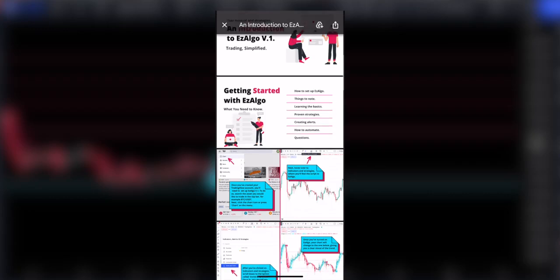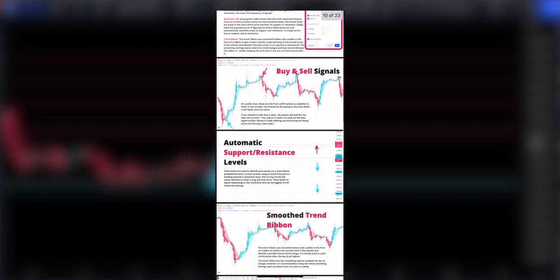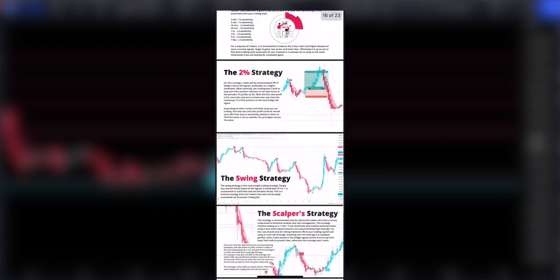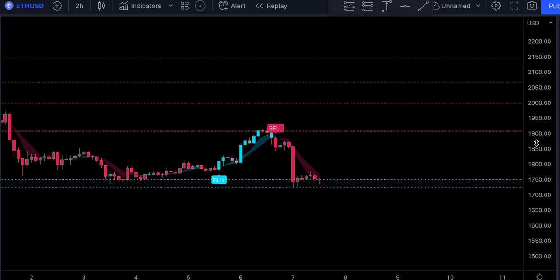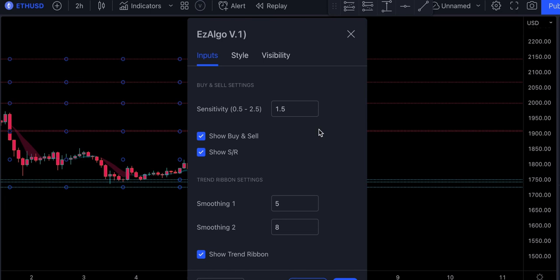I also received a full guide on how to properly utilize this algorithm, how to manage your risk, and what strategies to use depending on the market and the time frame. So apparently this algorithm shows the best results with Heikin Ashi candlesticks, but for simplicity purposes I'm just going to be using Japanese candlesticks. Okay, so the indicator is set on default settings, and depending on the time frame there is a specific sensitivity that works the best. So for 2-hour time frame the 1.5 sensitivity is perfect.